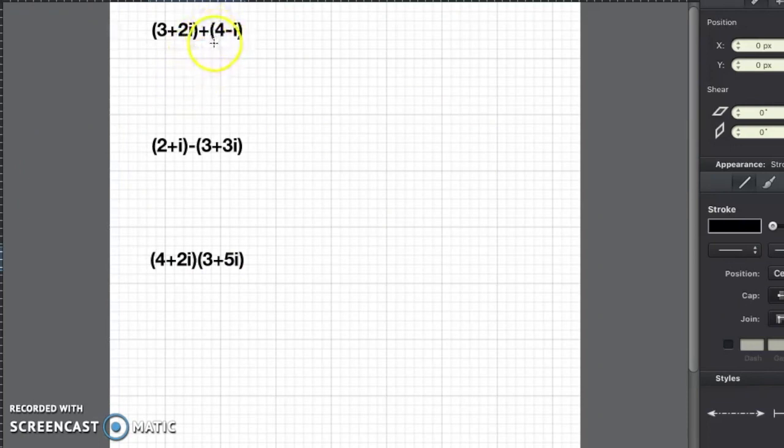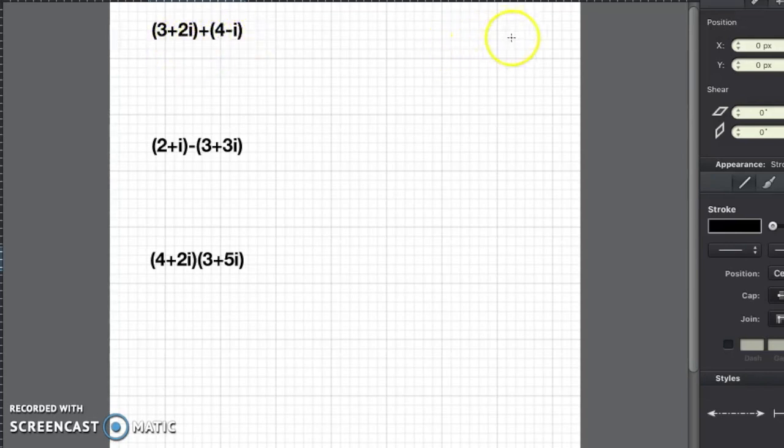Mostly I say review because it might be a new subject for some of you guys. It's going to be just combining of like terms, okay? So I'm going to take a look at the easiest kind of situation where I have a 3 plus 2i and a plus 4 minus i, all right?